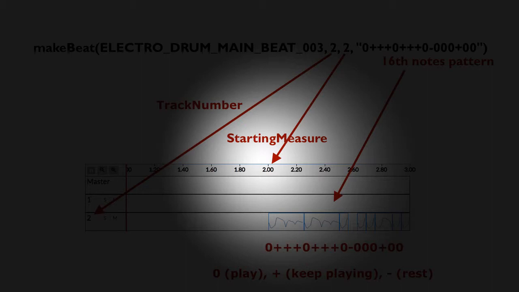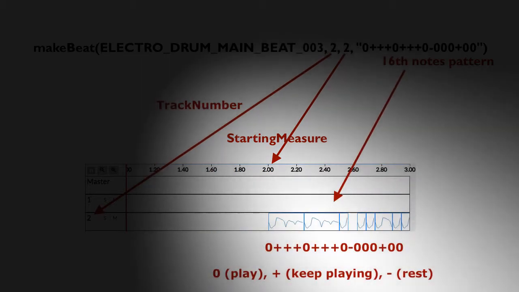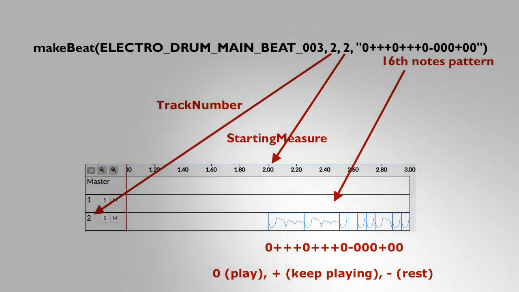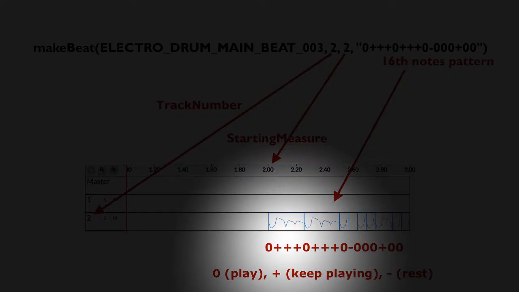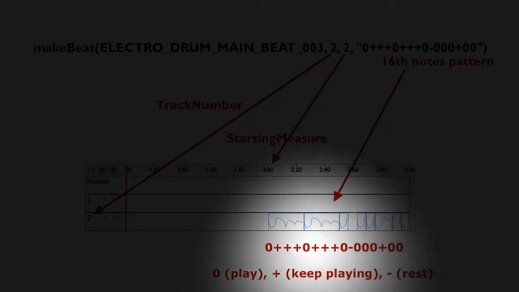And makeBeat has a string for its fourth parameter, and this string is made up of zeros, plus, minus, and in some more advanced forms you can actually also put more than just a zero. You can have numbers there as well, but we'll only be doing 0 and plus and minus. Now if you take a look at the makeBeat display here, you'll see what I've represented is a beat that has a 0 with 3 pluses after it, and then another 0 with 3 more pluses.